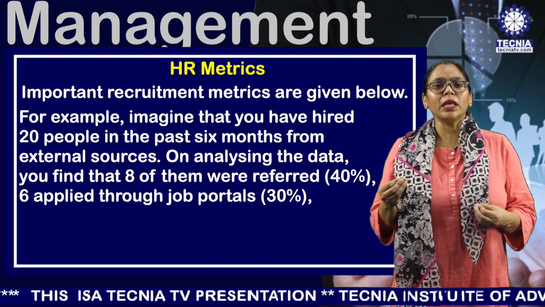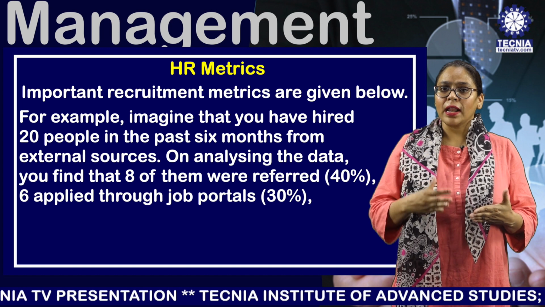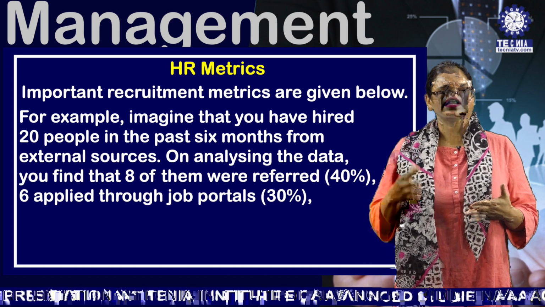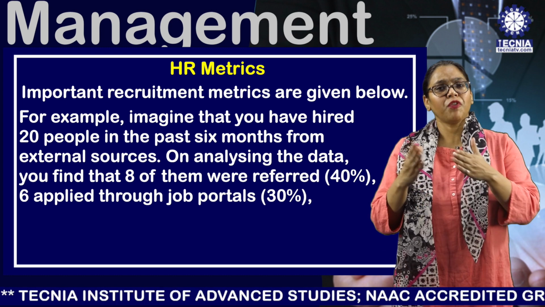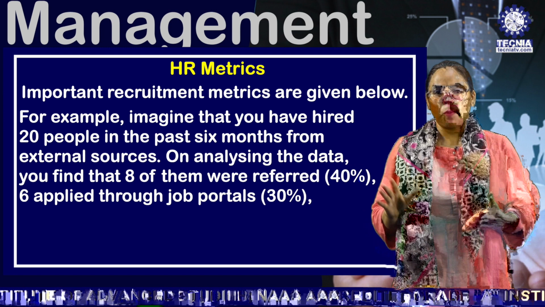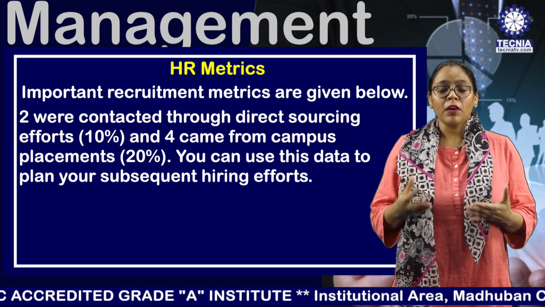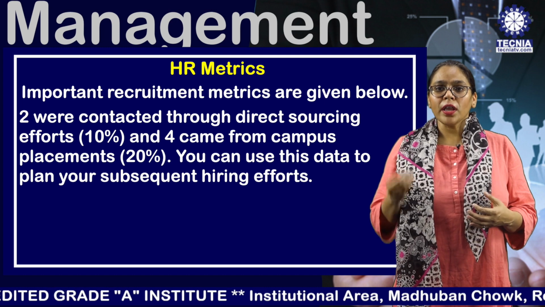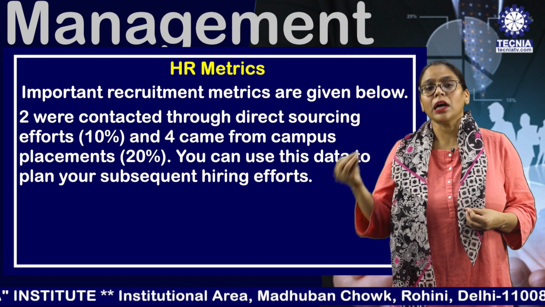Let's assume you hired 30 people in the past 6 months externally, right? On analyzing the data, you find out that 8 of them came through referral, which is about 30%, and 6 applied through the job portal, which is 20%. Right? 2 were direct contact, which is 10%, and 4 came through campus placement, which makes 20%. So here you can use this data to plan your subsequent hiring efforts.